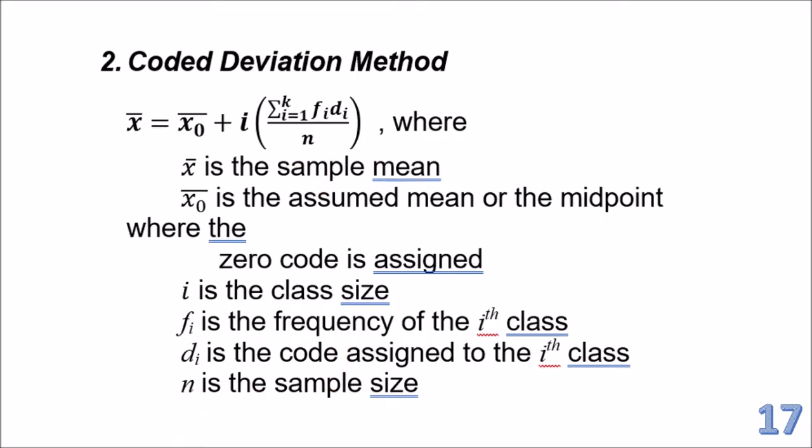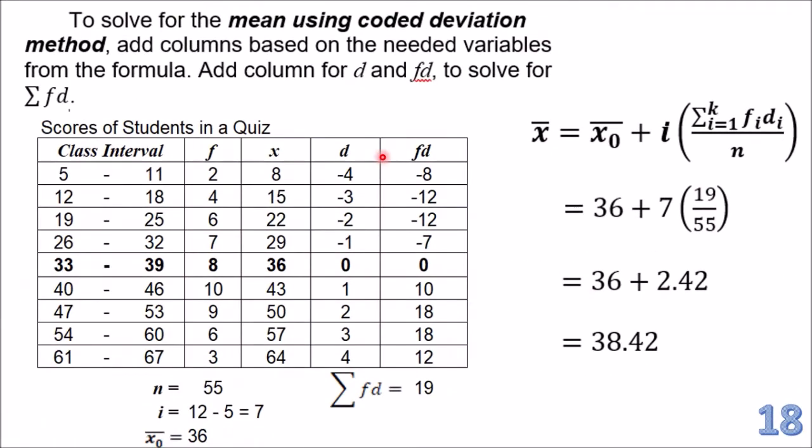Para mas madali, okay, we will go back to the same example. Yun pa rin yung ating data. Gagamitan nga lang natin ng coded deviation. So yun pa rin, no? Nagdagdag lang ako ng dalawang column dun sa original table natin. Itong tatlong column na to, class, okay, nandun na sa ating first na method. So nagdagdag lang ako ng D dito na column at saka FD. Kasi ito naman yung kailangan natin para ma-solve yung mean nito using the coded deviation method.